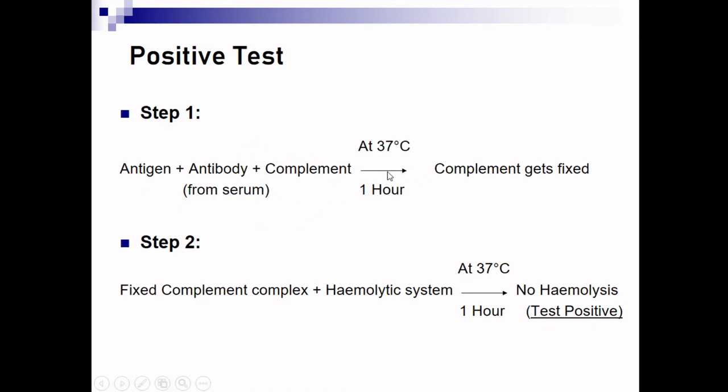We provide sufficient incubation time and temperature. The complement will get attached to the antibodies which are specific against the antigen. So first the antigen antibody complex will be formed and complement will bind to the antibody. So we say attachment of complement, we note it as complement gets fixed. And why do we call it fixed? Because then it is unavailable for step 2, in which we add the hemolytic system.